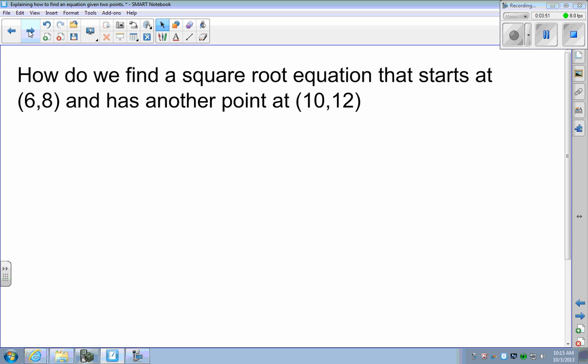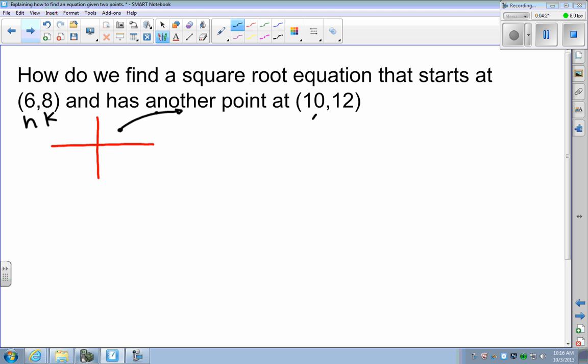Next, square root ones. So we get a square root equation that starts at 6, 8 and has another point at 10, 12. Again, look at a picture just so you can visually see it. 6, 8, we'll put it right there. 10, 12 would be right here. So this would go up like this. You could easily talk about domain and range and stuff as well. So they just gave us the H and the K. They gave us an X and a Y.